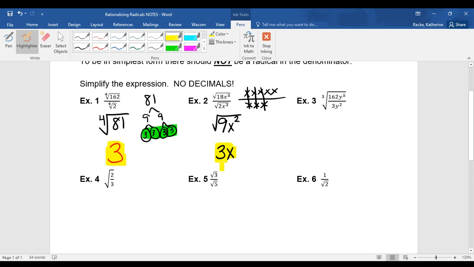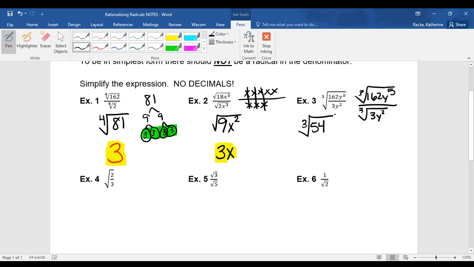Looking at example 3 now, I have the cube root, okay? When it looks like this, it's the same thing as if it were written like the cube root of 162y to the 5th over the cube root of 3y squared, okay? Same thing, they just wrote it a little differently, which is totally okay. Okay, so now let's do 162 divided by 3 to give us 54.